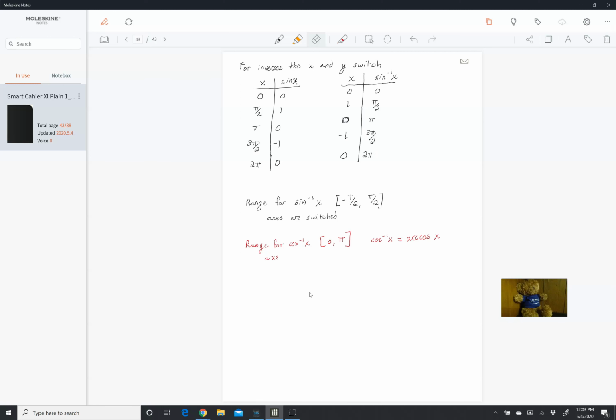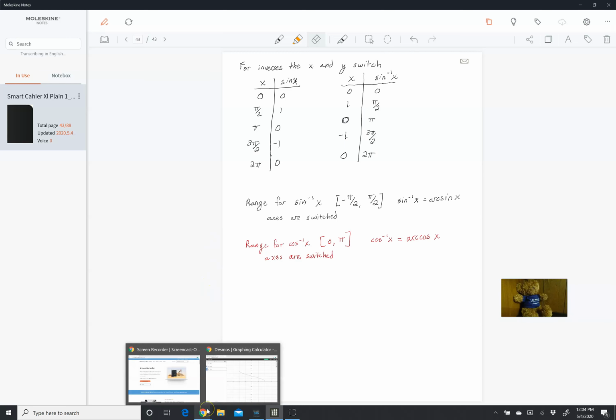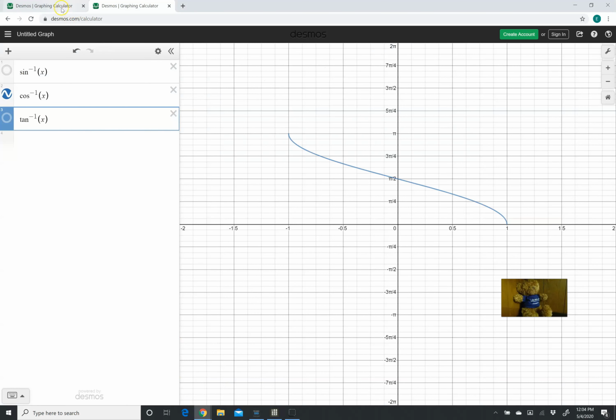The same thing is true for sine inverse. Because this -1 is such a crazy symbol, we will almost always say that the sine inverse of x is really arc sine. So you will see it referred to as arc sine. Okay. And tangent, you'll see referred to as arc tangent.